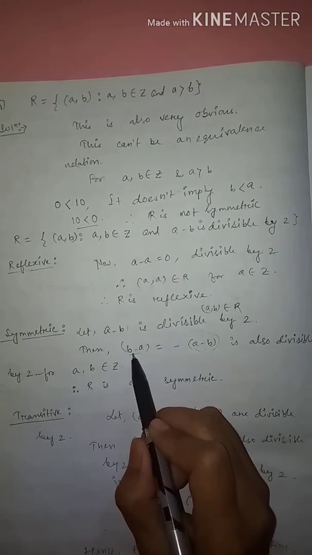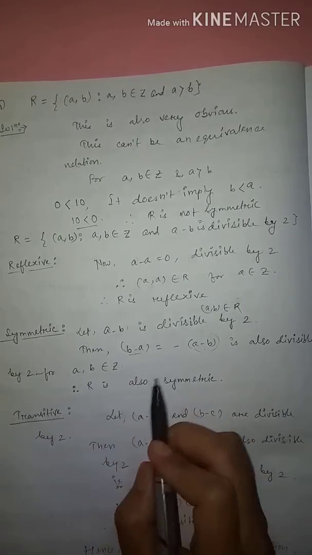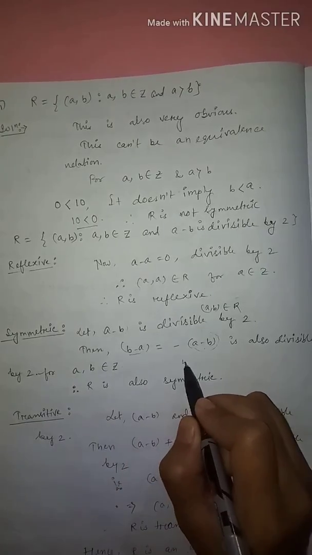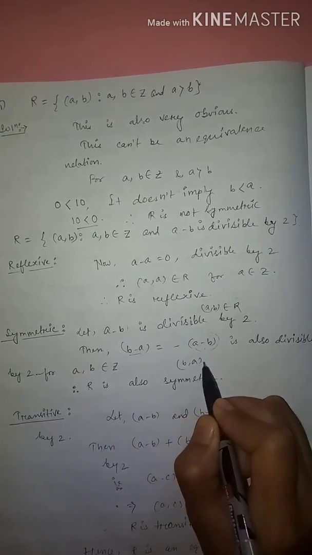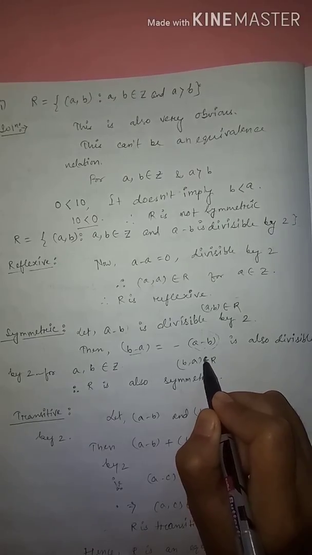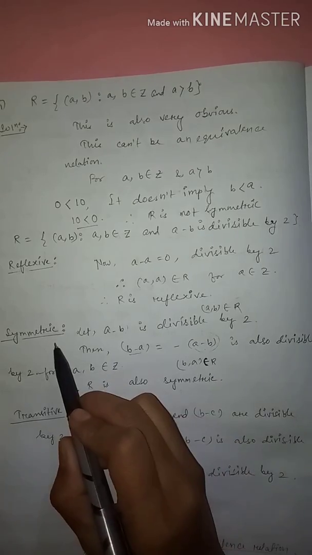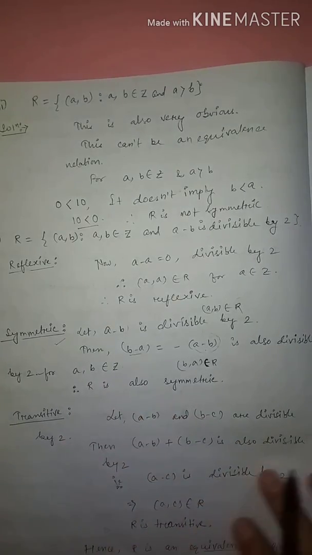And if B minus A is divisible by 2, then the element BA belongs to R. So if an element AB belongs to R, it implies that BA belongs to R. Therefore it is symmetric also.